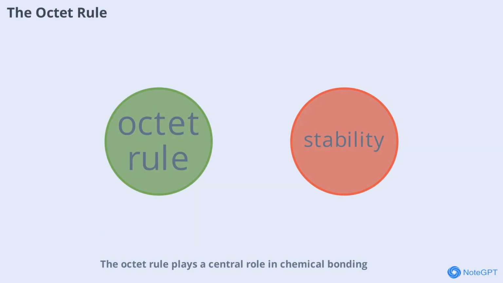The Octet Rule plays a central role in chemical bonding. Most atoms strive to have 8 electrons in their outermost shell, which is considered a stable configuration. This rule explains why atoms gain, lose, or share electrons during bonding. While there are exceptions, especially among transition metals and some lighter elements, the Octet Rule is a helpful guideline for predicting how atoms will interact. Understanding this rule makes it easier to grasp why certain compounds form and why others do not.